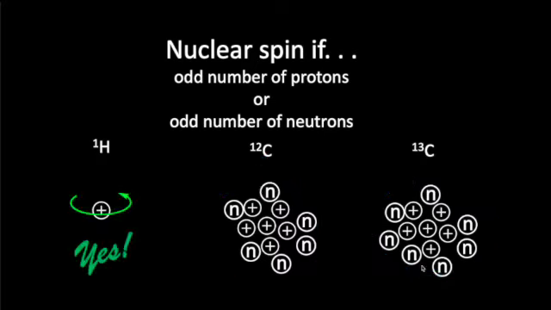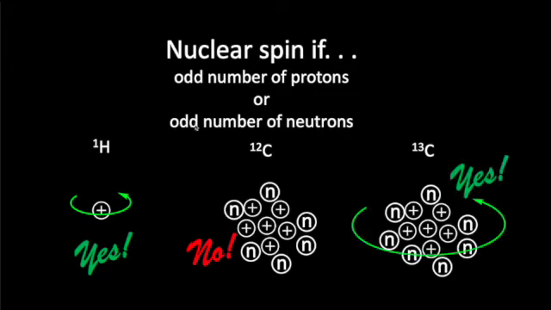Now, if we look at those nuclei, hydrogen with 1 proton has an odd number of protons. So yes, it has a nuclear spin. You can think about that little positive proton just spinning like a top on its axis. How about carbon 12? Well, we said it has 6 protons and 6 neutrons. Those are both even numbers, so no, it does not have a nuclear spin. Now, how about carbon 13? It has 6 protons. Nope, it would not spin either, but it has 7 neutrons, which means it has an odd number of neutrons, so it will also spin.